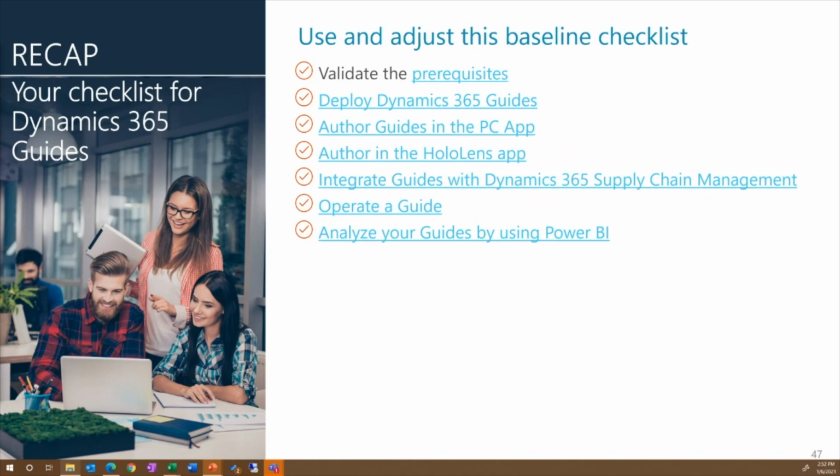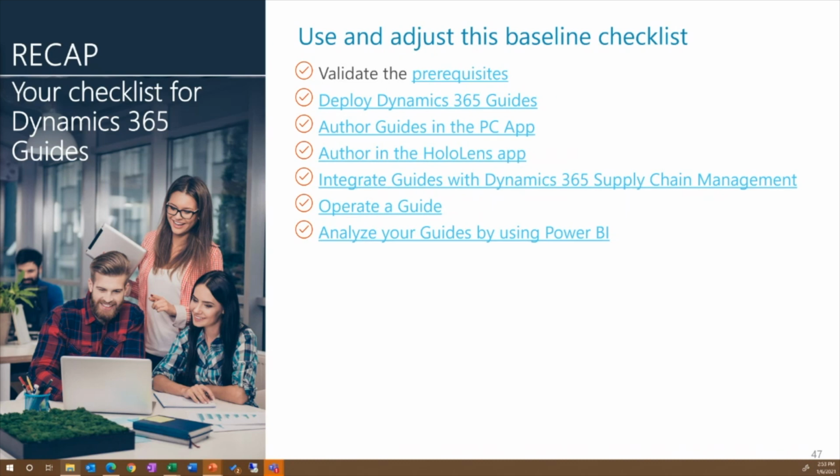And then you'll go through the process of deploying Dynamics 365 guides. Once it's installed, you're going to start authoring guides in the PC app, and then you'll need to go through the process of authoring in the HoloLens app. And that's where you're going to create those anchors and position any of those objects that you added to your guide from the PC.